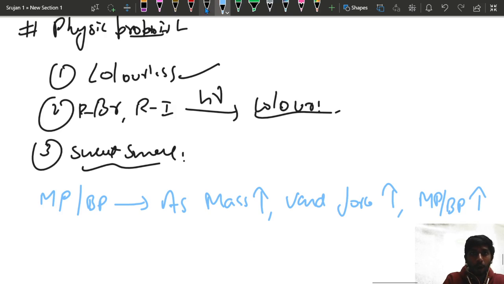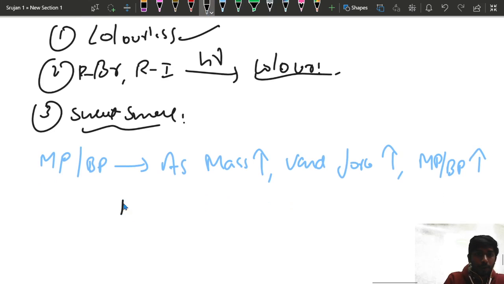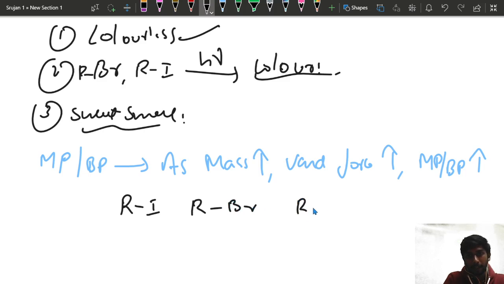Okay, if you write the order for the halides, so if you write iodide and bromide, and if I write R chlorides and R fluorides, which has more mass? Obviously iodides, next bromides, next chlorides, next fluorides. So the one which has a higher mass will have more van der Waals force and dipole interaction. What are dipole interactions?